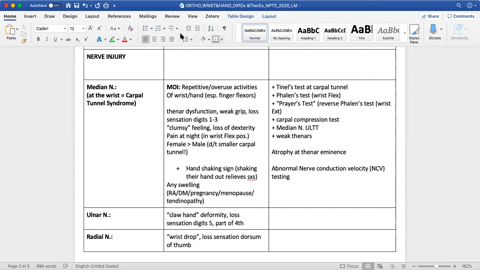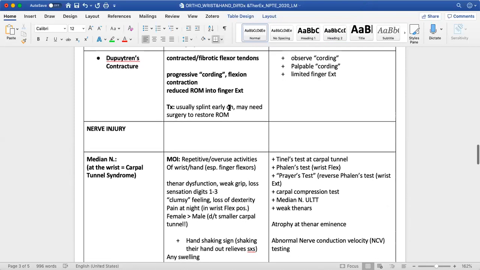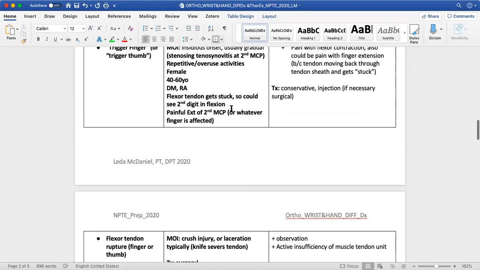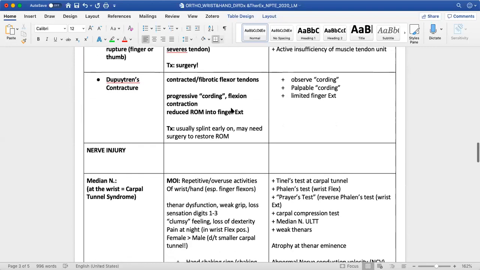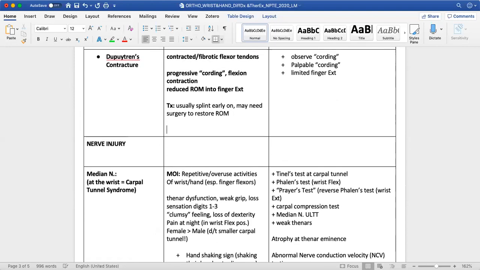Dupuytren's contracture, the question is, Dupuytren's is typically the 4th and 5th digits? And I believe preferentially that is the case. I'm not as certain as I am about the trigger finger preferentially affecting the 2nd digit. So I might check on that. I'll just put a question mark in here and I'll go ahead and check that so that I can update the document. So it may preferentially affect the 4th and 5th digit, but I'm not positive on that. I have to look that up. Good question. Thank you.